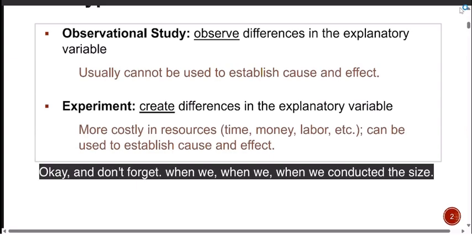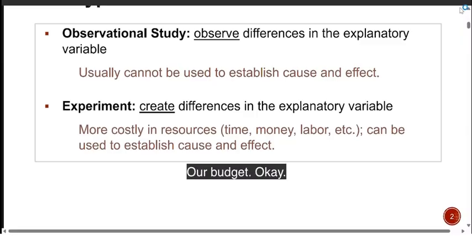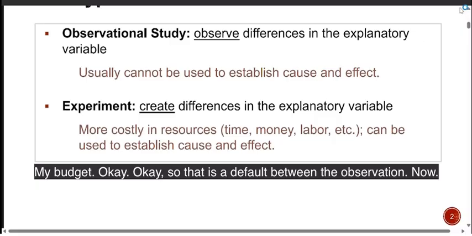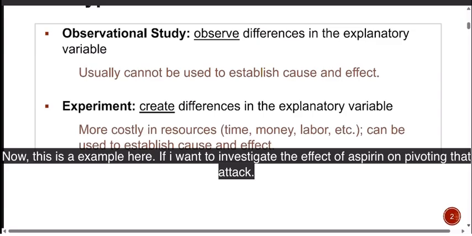Don't forget, when we conduct research, we have to take into consideration resources, budget, and also efficiency. At times we could be limited by budget. So that is the difference between the observational study and the experimental study.